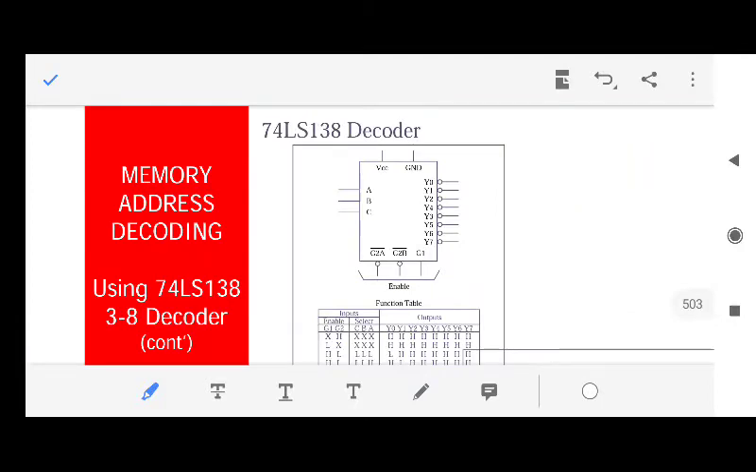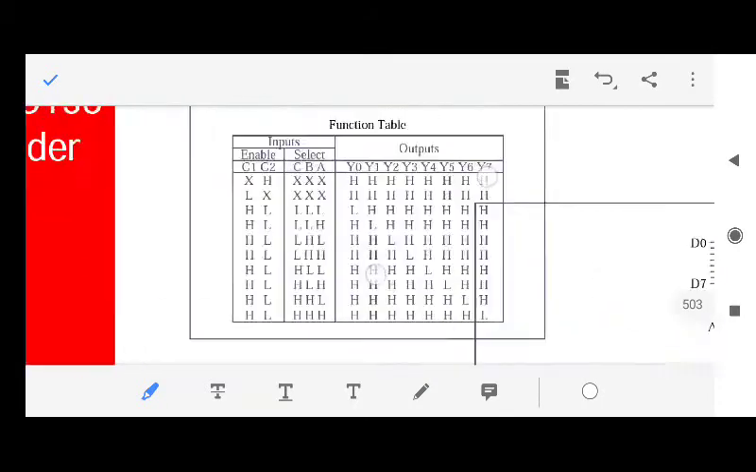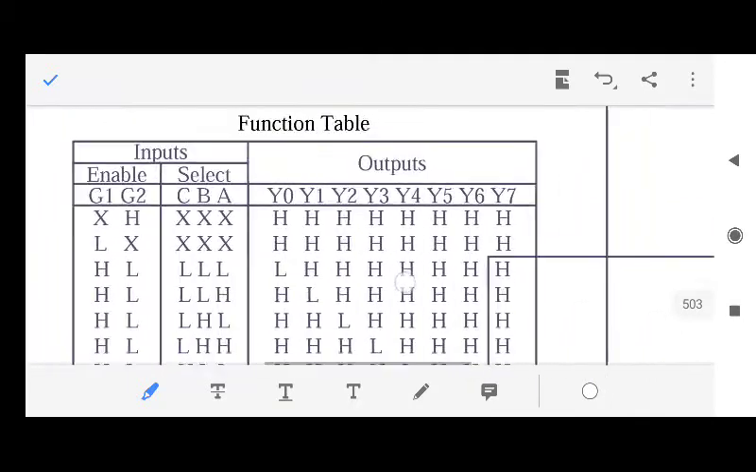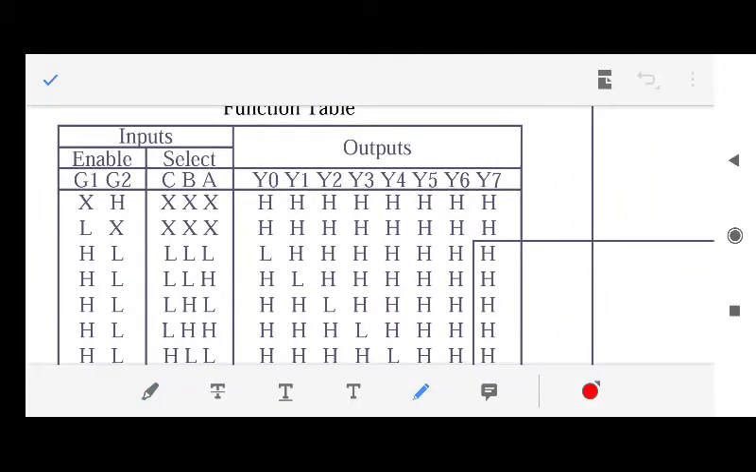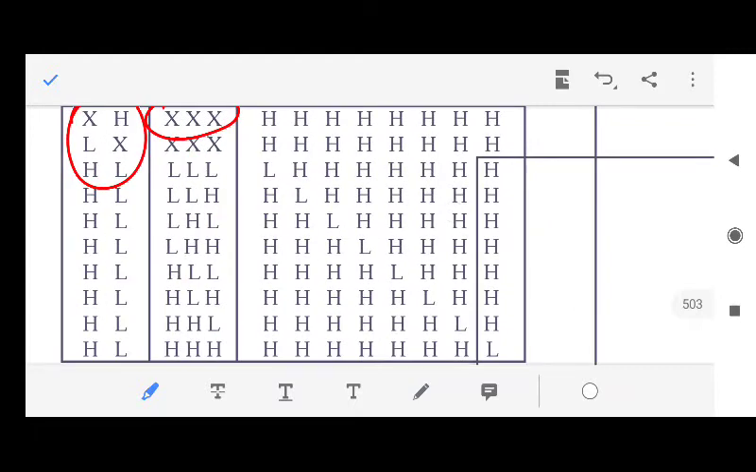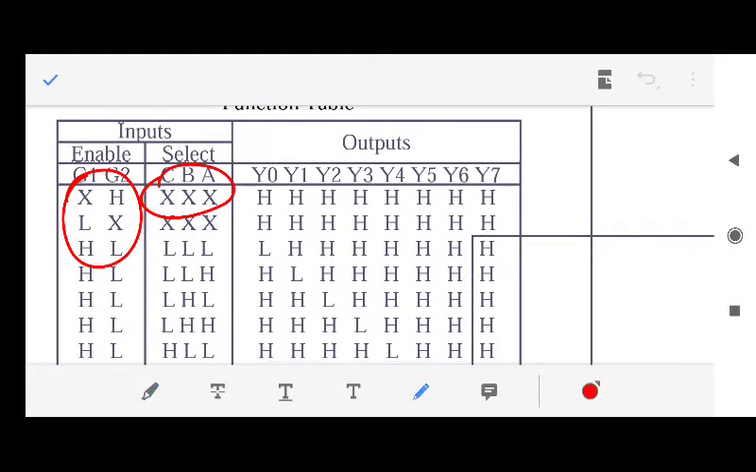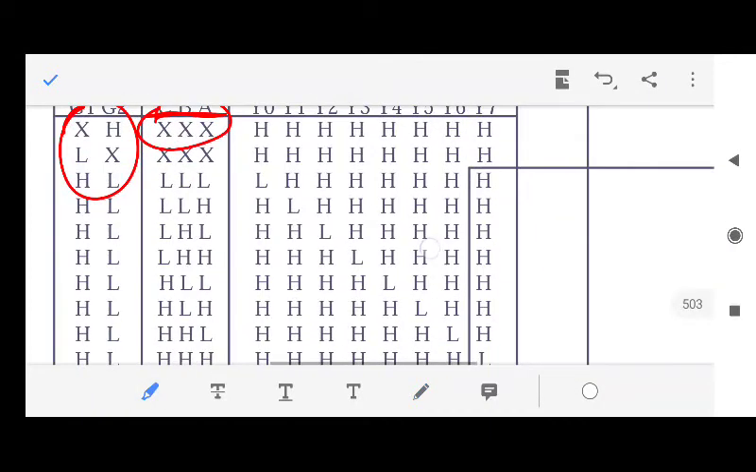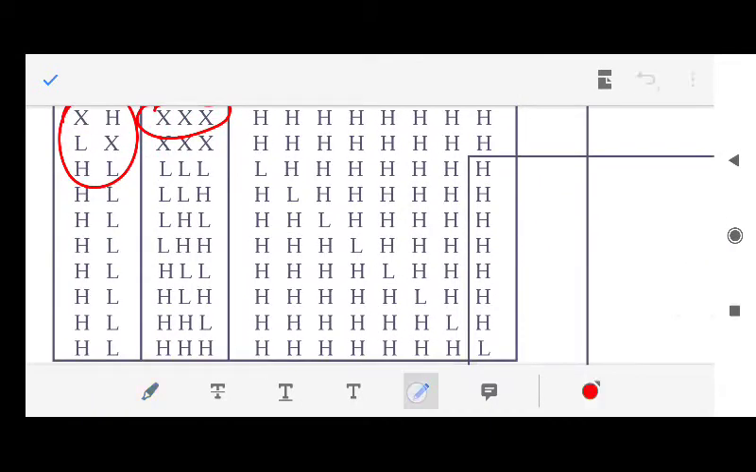You can also refer to this table. What does this table say? Please leave this as of now, I'll explain it to you. This table says that when these pins, what are these pins? A, B, C or CBA, you can write it any way. When these pins are 0 0 0, the first pin would be selected.